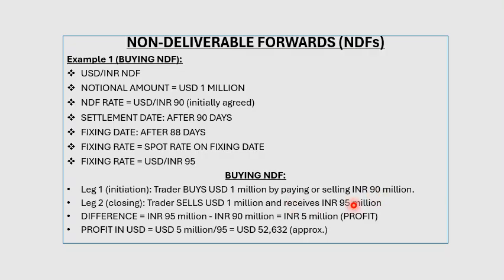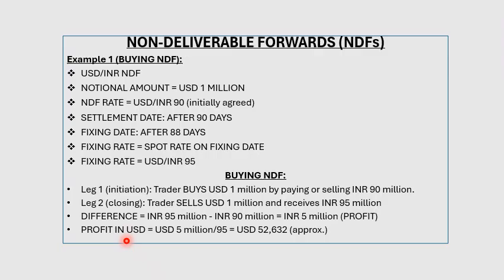Note that he's buying a forward contract which needs to be settled in the second leg. Leg 2, which is the closing, trader sells USD 1 million and receives INR 95 million. The difference is INR 95 million minus INR 90 million, which is equal to INR 5 million. Since the currency he bought appreciated, the trader made a profit. That is, the USD appreciated from 90 to 95 against the Indian rupee.